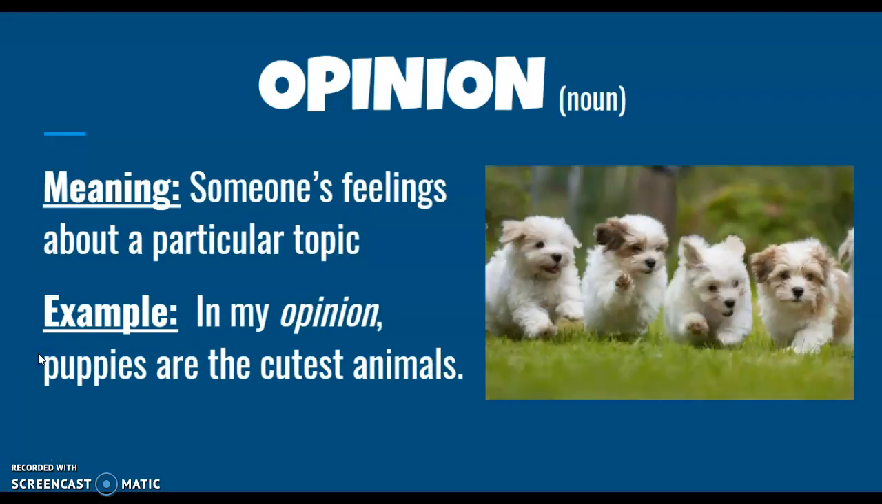On the other hand, an opinion is someone's feelings about a particular topic. So in our example sentence, it says, in my opinion, puppies are the cutest animals. So that's someone's feelings about puppies. And someone else might have different feelings. Maybe someone else thinks that cats are the cutest animals, or maybe monkeys are the cutest animals. So it's something that you can argue, and it's something that you cannot prove because it's someone's feelings.